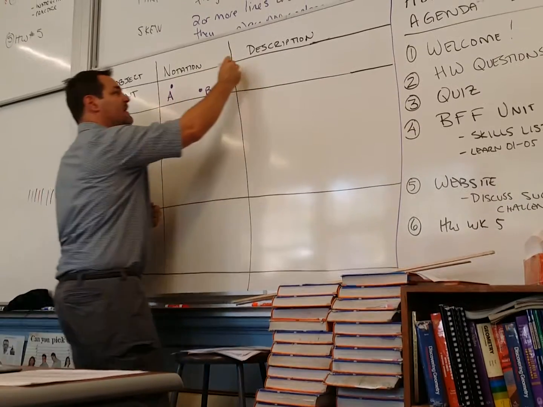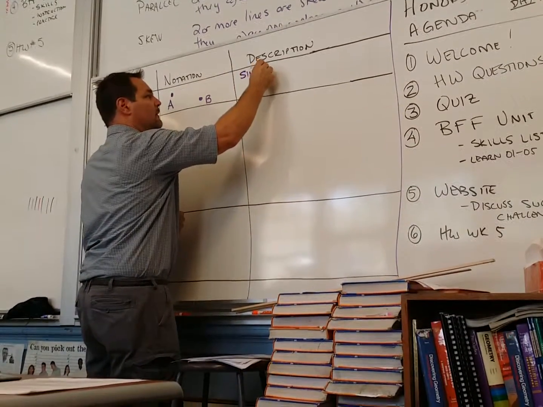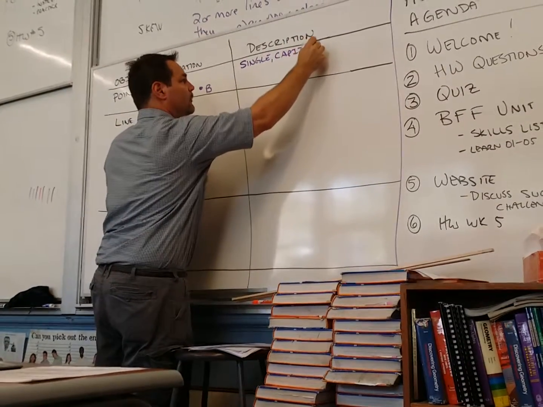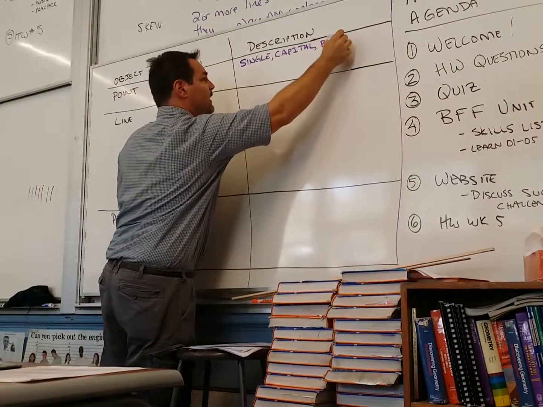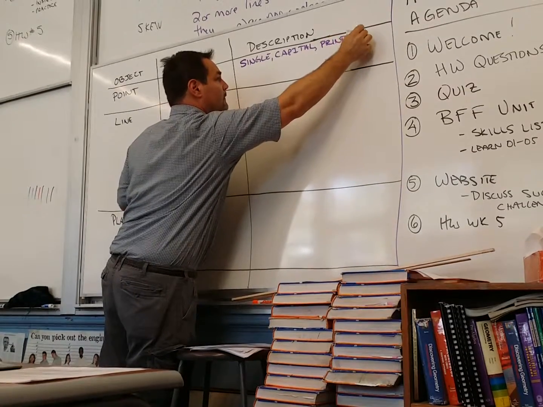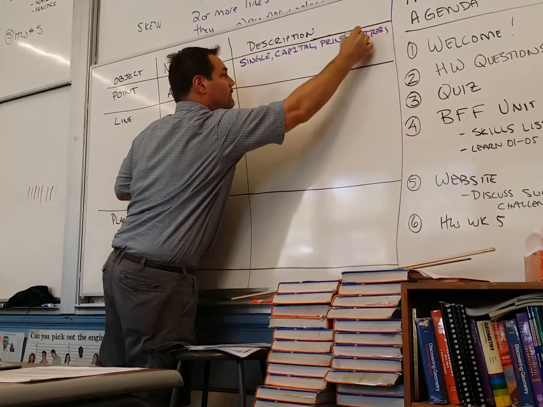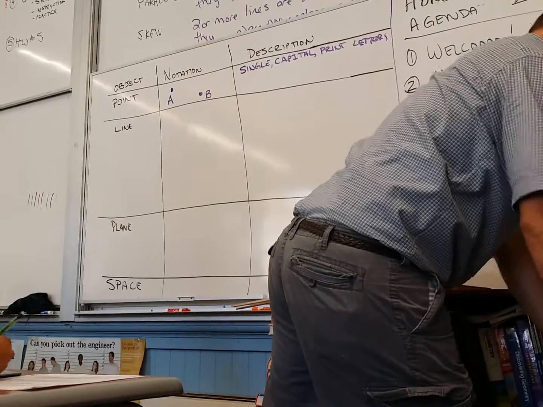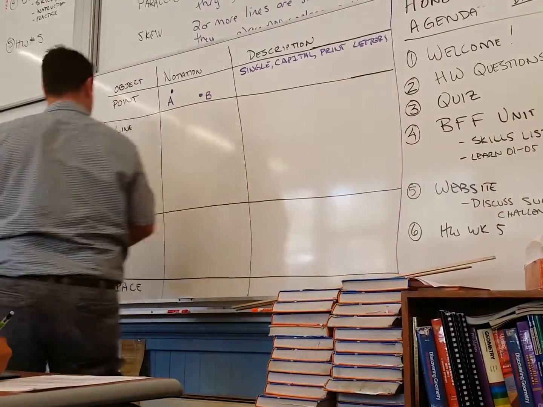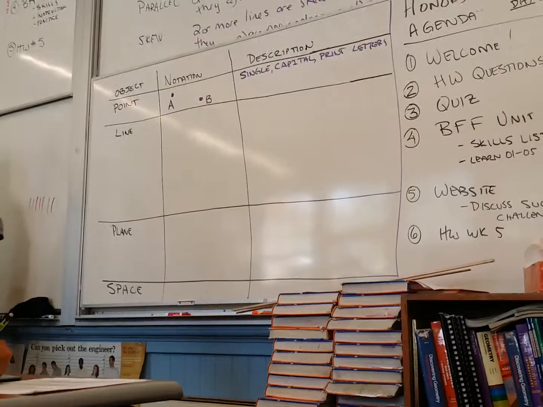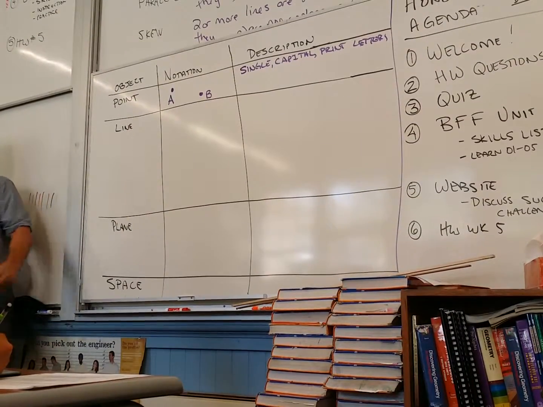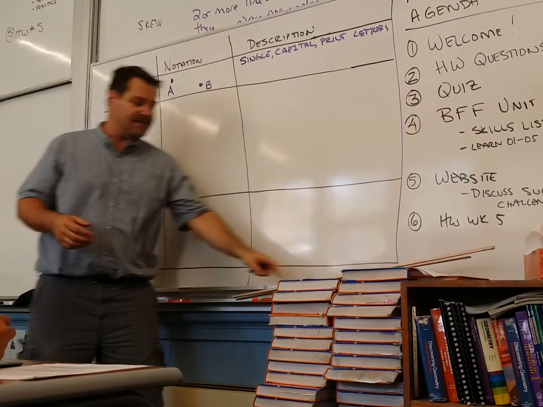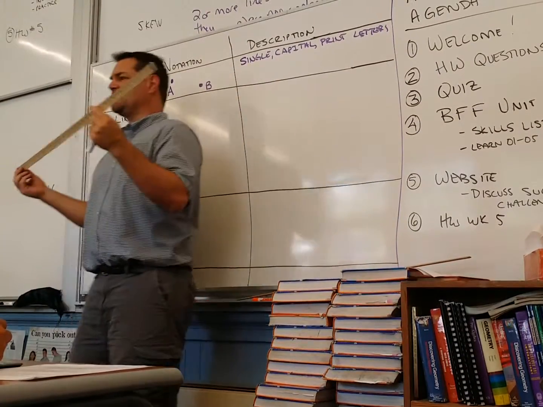The letters will be single, capital, print, not script, not cursive letters. Okay? This way, when we want to talk about a line, we can refer to it by the points that it contains. Now, how many points does a line contain?